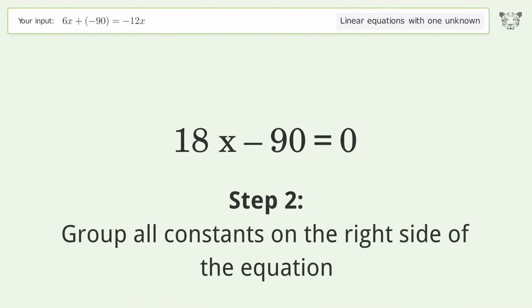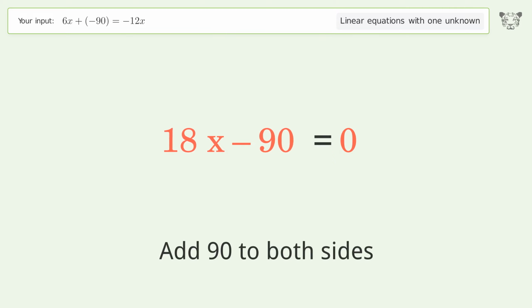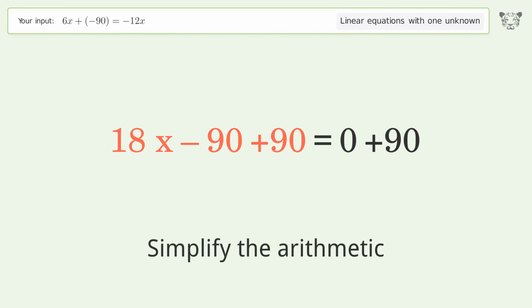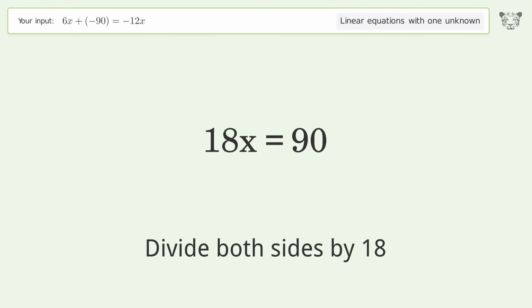Group all constants on the right side of the equation. Add 90 to both sides. Simplify the arithmetic. Isolate the x. Divide both sides by 18.